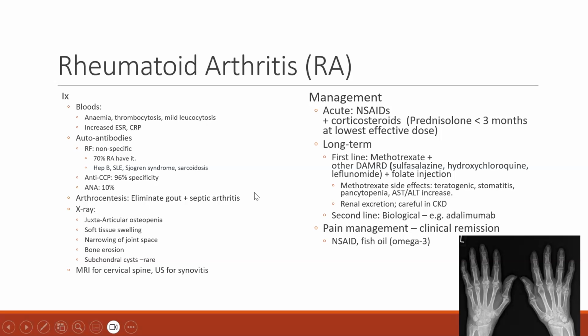Also in clinical remission, they still need some pain management that can be done with NSAIDs and fish oil.